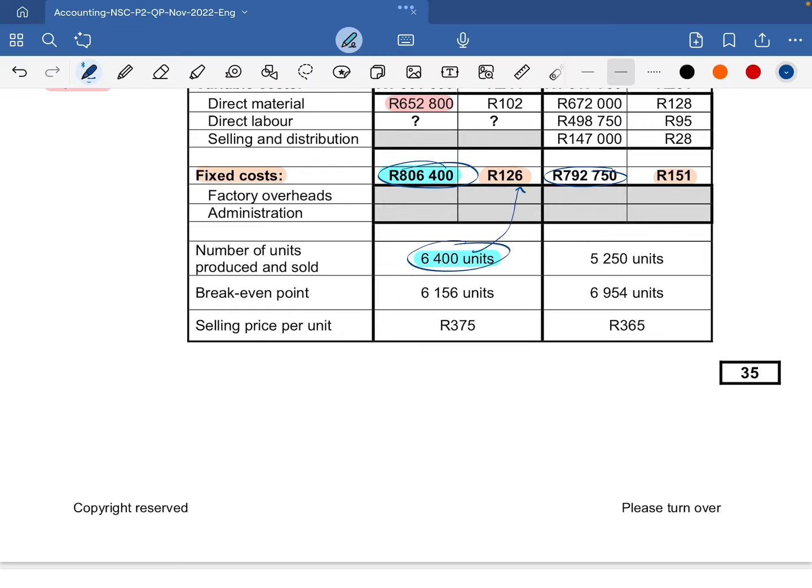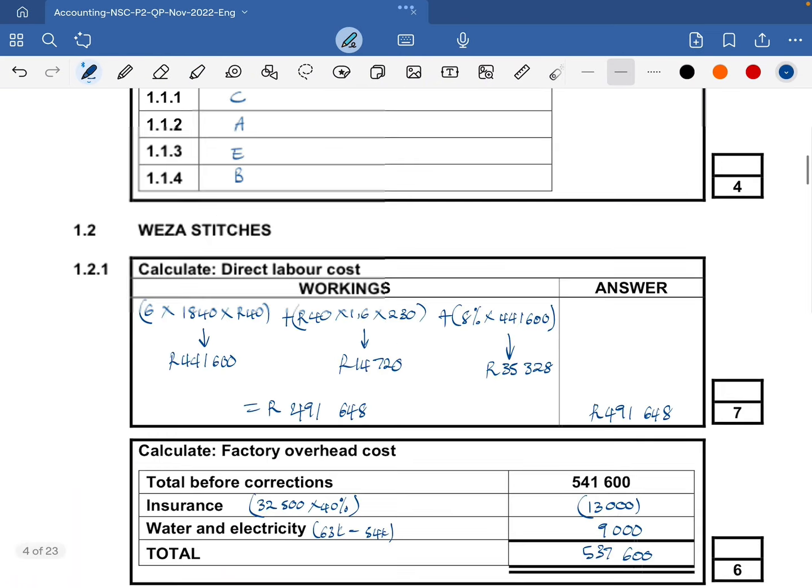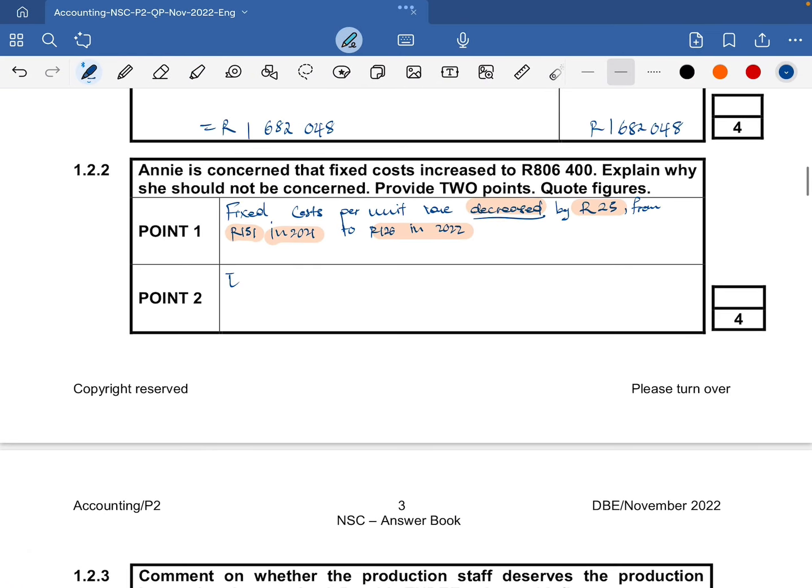So it is a good thing that we are producing and selling more units, because if you look at 2021, what happened was that we had fewer units being sold or produced. That is why we had the fixed cost per unit not being shared amongst so many units. So that is why we are going to talk about the economies of scale. So we're going to say economies of scale were achieved.